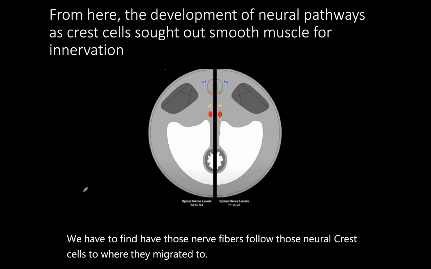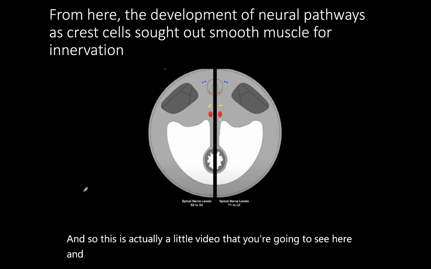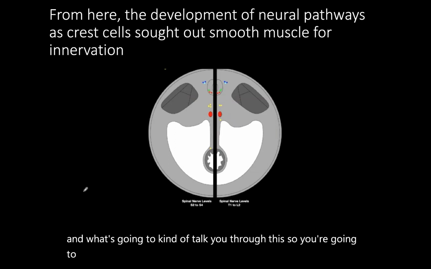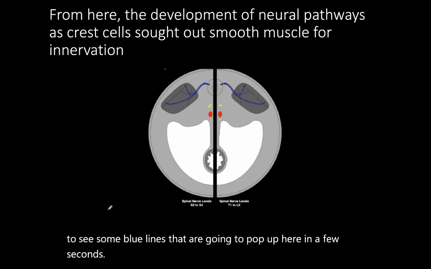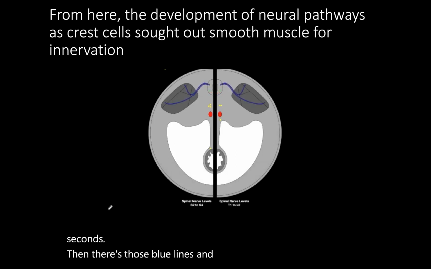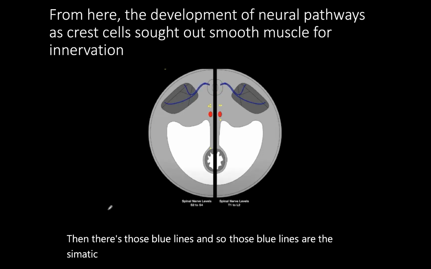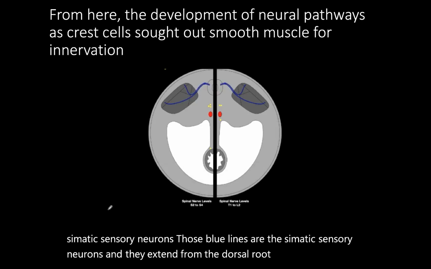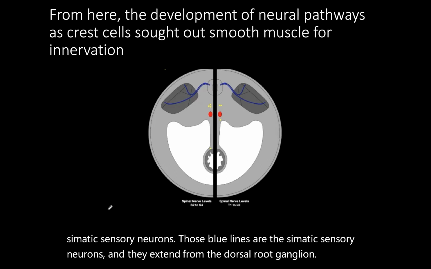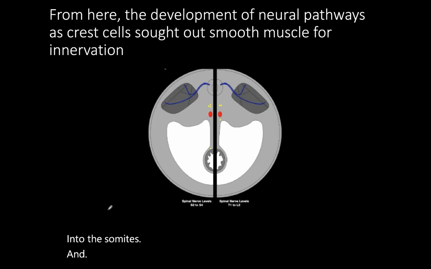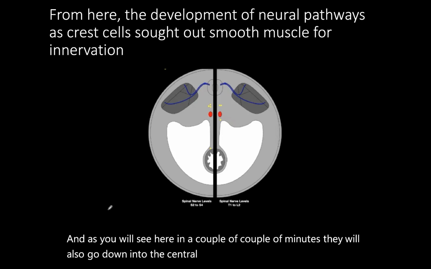And so this is actually a little video that you're going to see here, and I'm going to talk you through this. You're going to see some blue lines that are going to pop up here in a few seconds. All right. And there's those blue lines. Those blue lines are the somatic sensory neurons, and they extend from the dorsal root ganglion into the somites. And as you will see here in a couple minutes, they will also go down into the central neural tube.